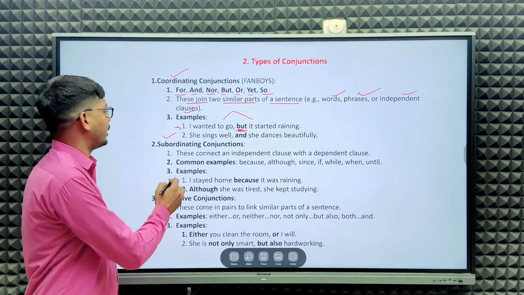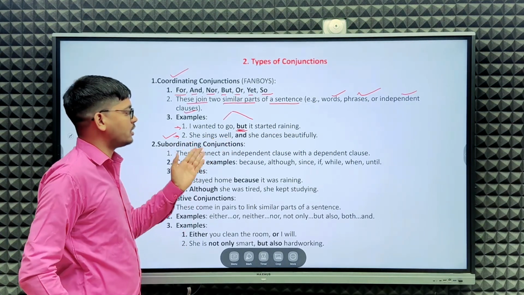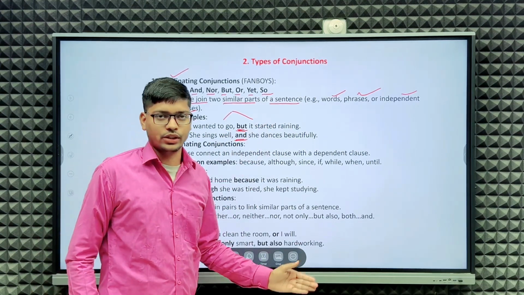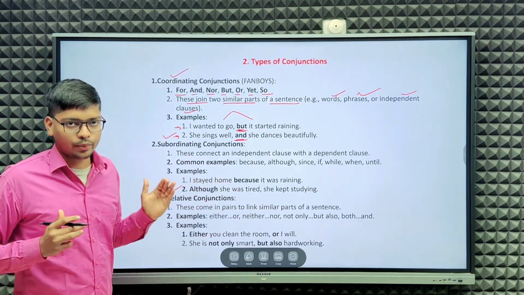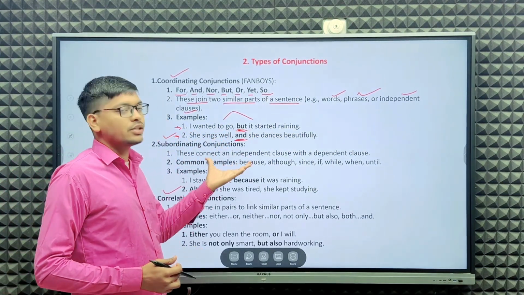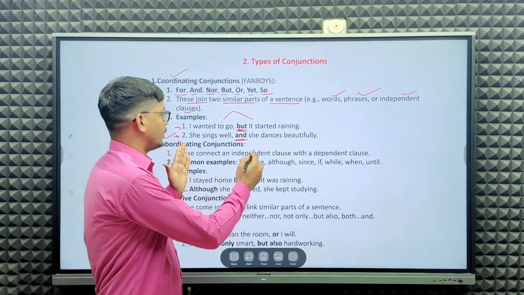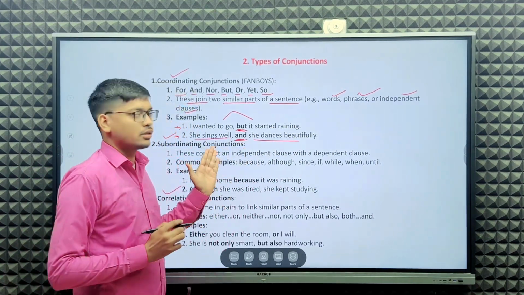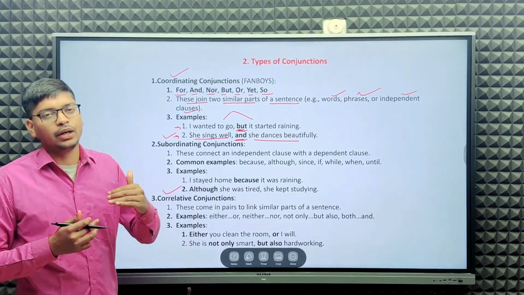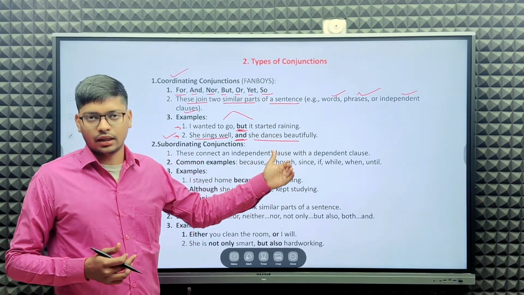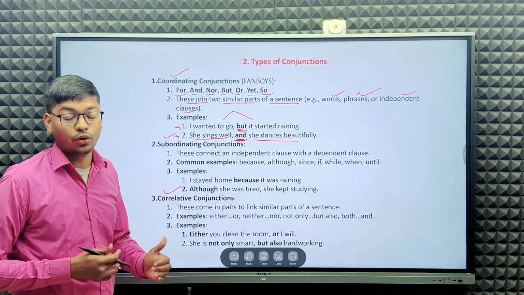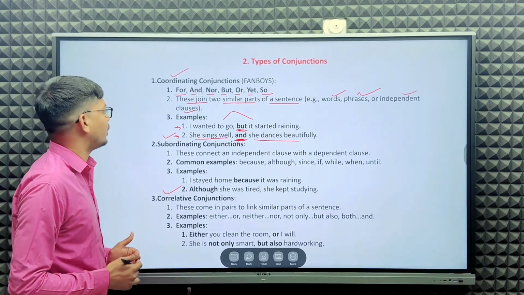Next example: she sings well and she dances beautifully. We can also say both are independent sentences because their meaning is free, without depending on any other sentence or clause. So we can say and is also a coordinating conjunction here. So let's see the next type.